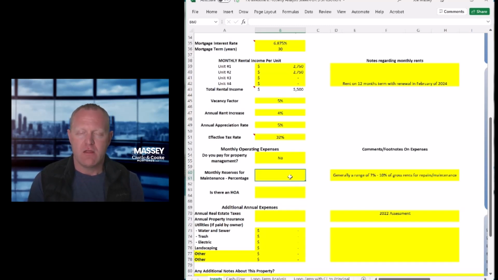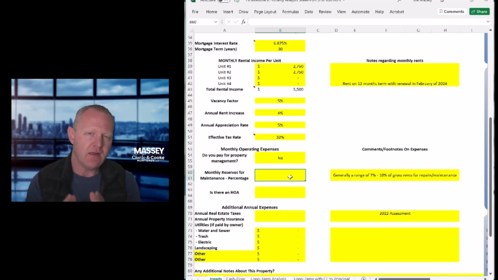Now, the next thing we're going to do is plug in monthly reserves. So what are reserves? This is money that you need to set aside every single month for repairs and maintenance on the property. So this is going to be things like the water heater goes out, the kitchen sink breaks, the dishwasher breaks, and we've got to buy a new one. So reserves are set aside every single month, and those expenses, though, don't necessarily happen every single month. The expenses generally happen all at one time.